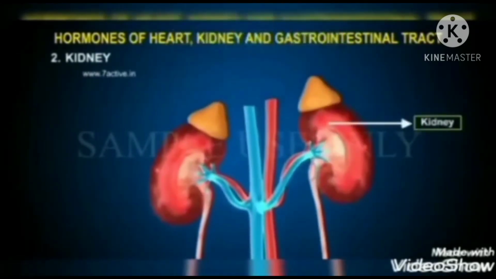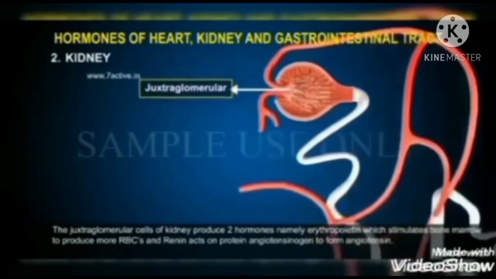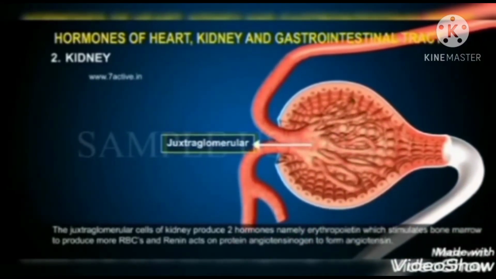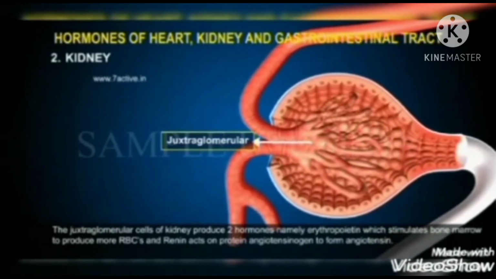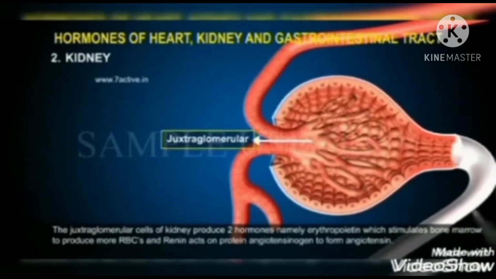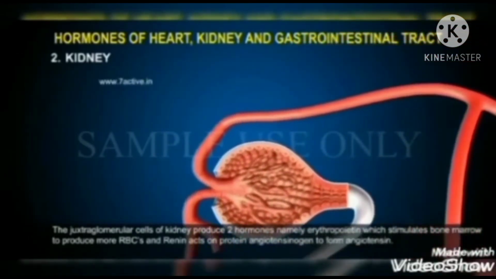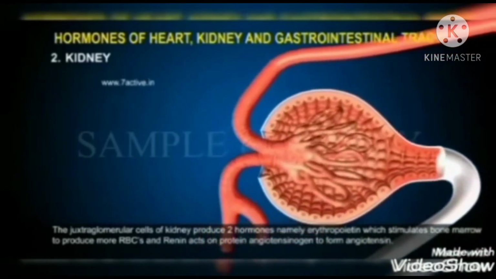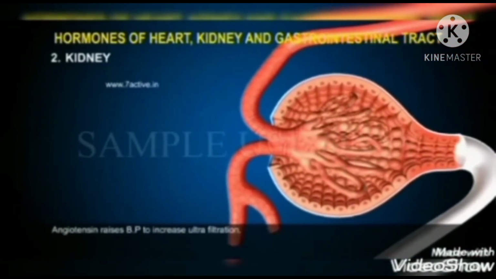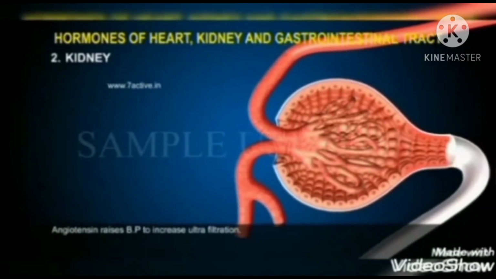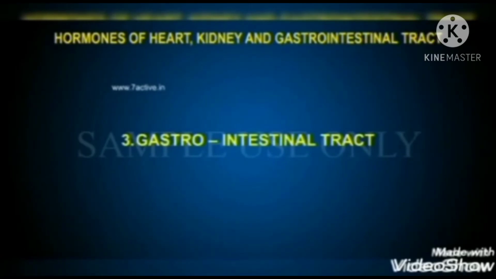2. Kidney. The juxtaglomerular cells of the kidney produce two hormones, namely erythropoietin, which stimulates bone marrow to produce more RBCs, and renin, which acts on the protein angiotensinogen to form angiotensin. Angiotensin raises BP to increase ultrafiltration.